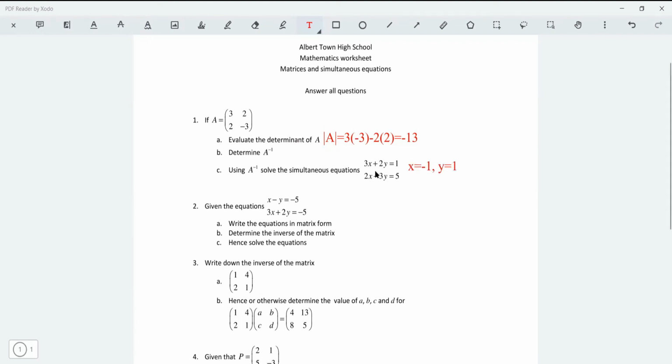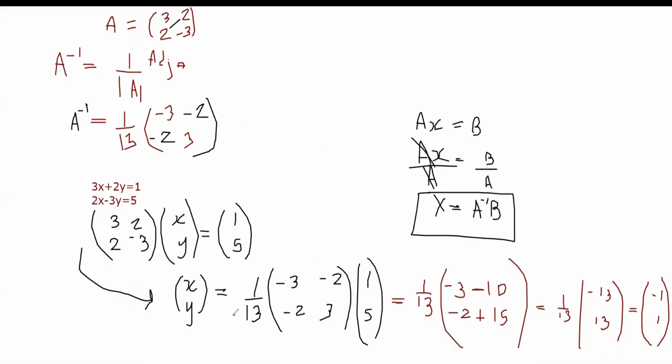Now, just to check it, it's always good when you check it. 3 times -1 is -3 plus 2 times 1. That's not 1. That's -1, isn't it? Oh, yes, sir. I wrote down the determinant was -13. My apologies. So it's 1 over -13. Yes, 1 over -13. -13 should have been here. -13 here, -13 here.